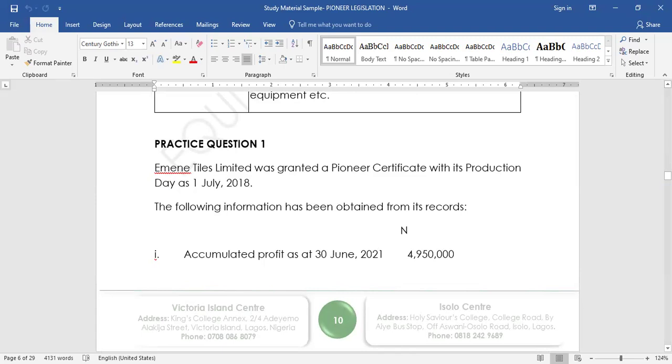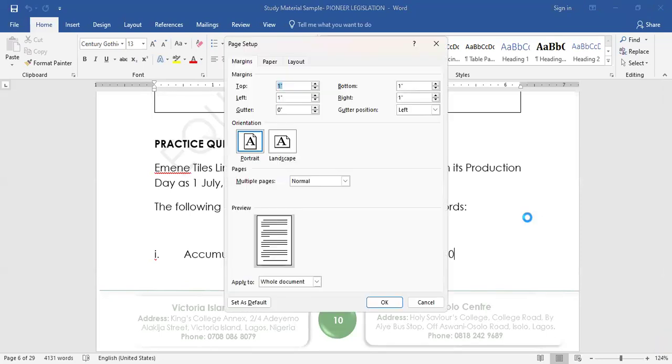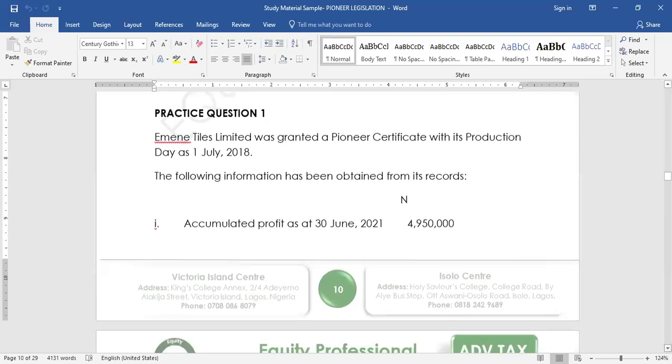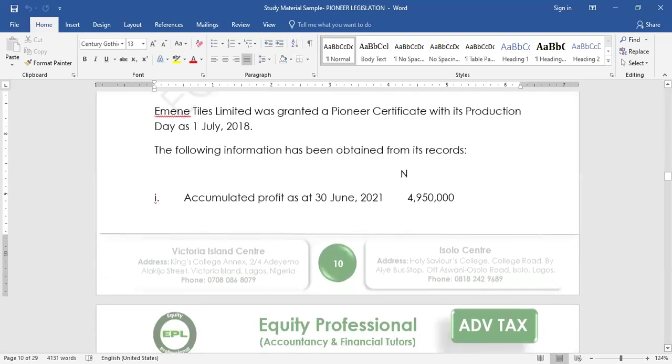So let's now look at a question under this pioneer legislation. Somebody should help us read the question.